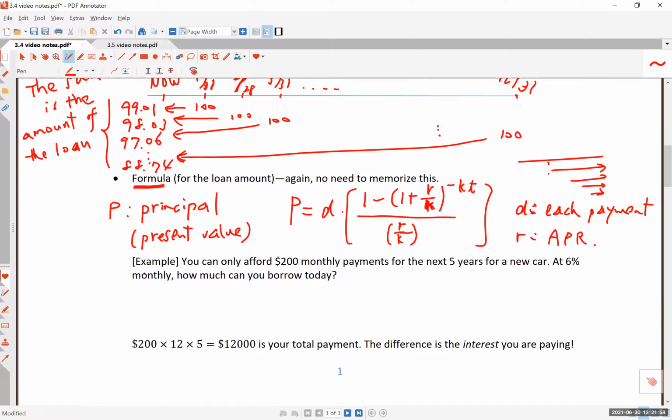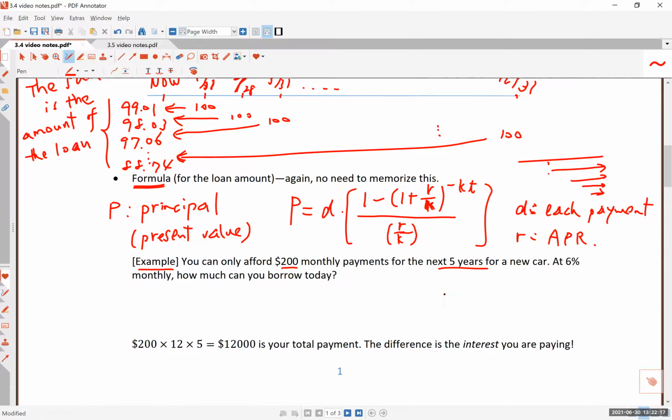Okay, let me explain by using an example. Let's say you can afford a $200 monthly payment for the next 5 years. You're interested in buying a car. You show up to buy a car, smiling salespeople come, and one of the first things they will say is, so what do you do?